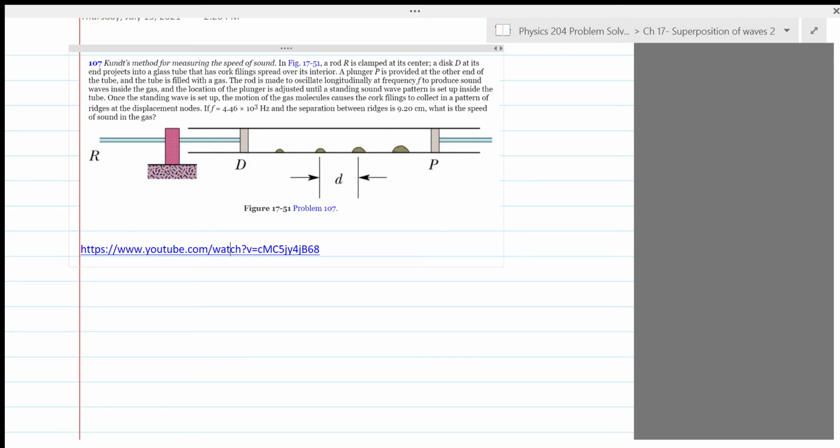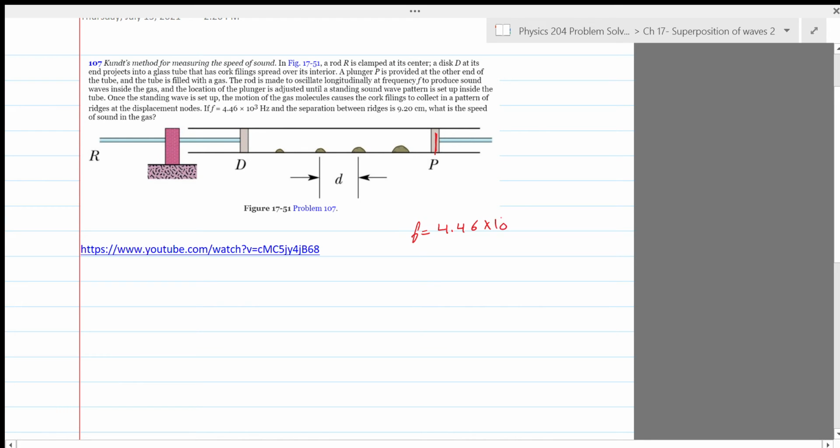filled with a gas. The rod is made to oscillate longitudinally at frequency f to produce sound waves inside the gas, and the location of this plunger P is adjusted until a standing sound wave pattern is set up inside the tube. Once the standing wave is set up, the motion of the gas molecules causes the cork filings to collect in a pattern of ridges at the displacement nodes.